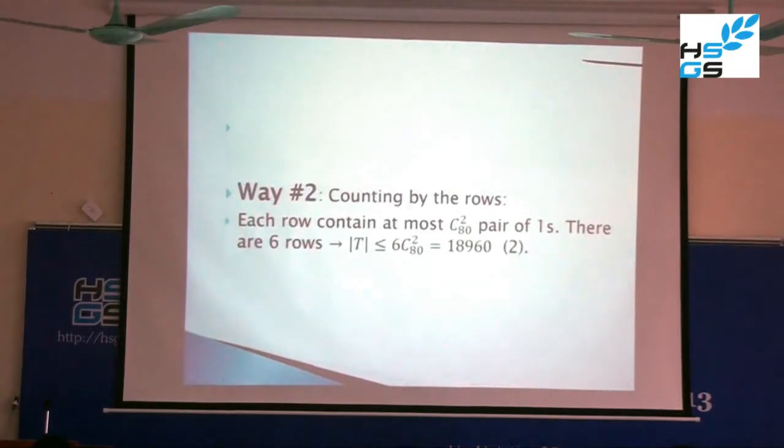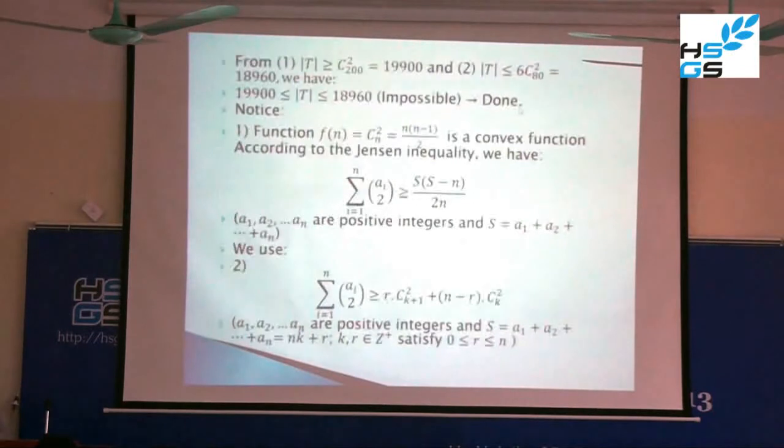And we have way number 2, counting by the rows. Each row contains at most 80C2 pairs of 1s. There are 6 rows, so we have the following inequality, as you can see. From 1 and 2, we arrive at the inequality. As you can see, the equality above is impossible.